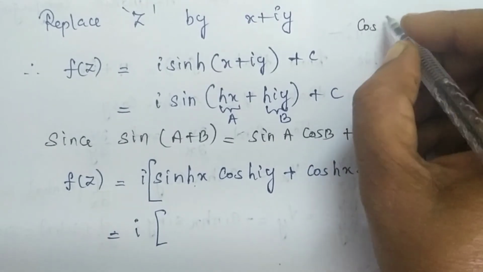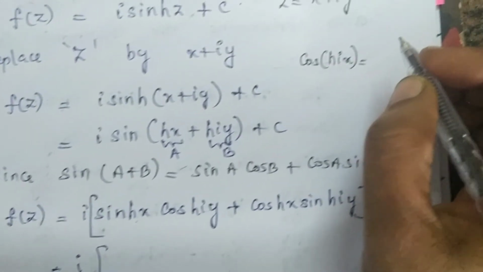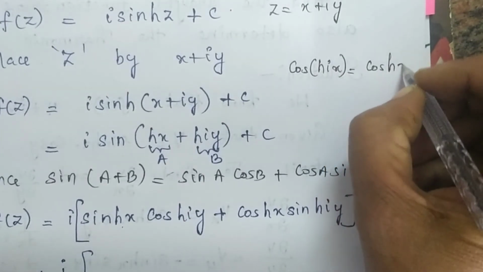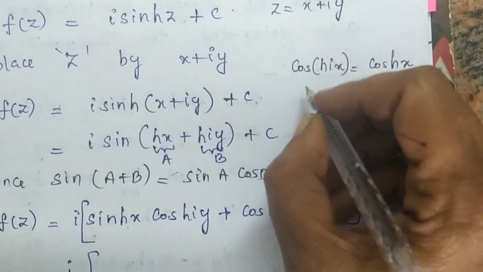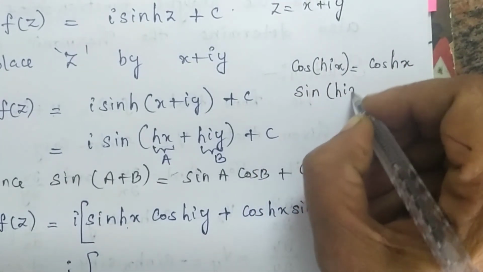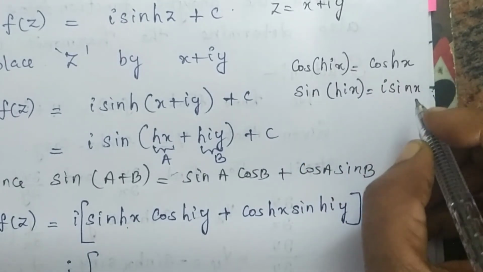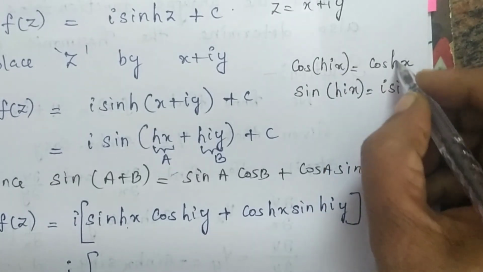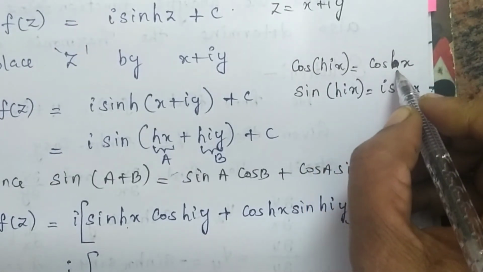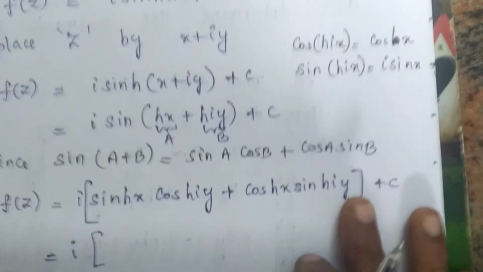cos of hix, that is equal to simply cos x, and sin of hix means I sin x. Sorry, here I am converting to circular function. So cos of hix is equal to cos x, and sin of hix is equal to I sin x, right?